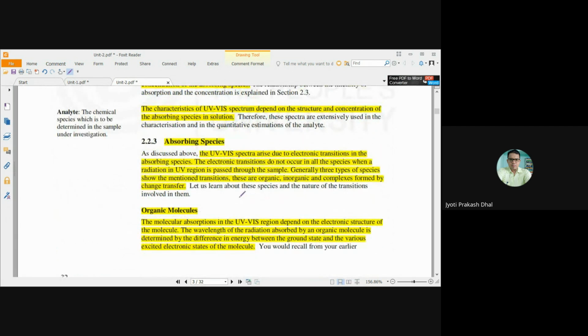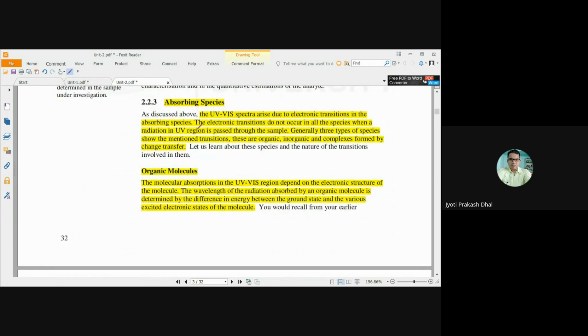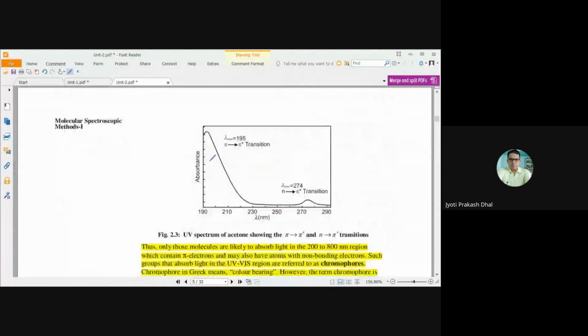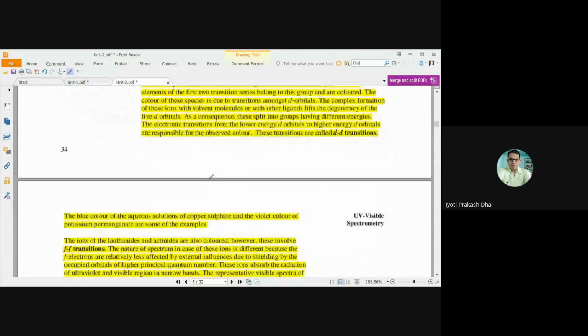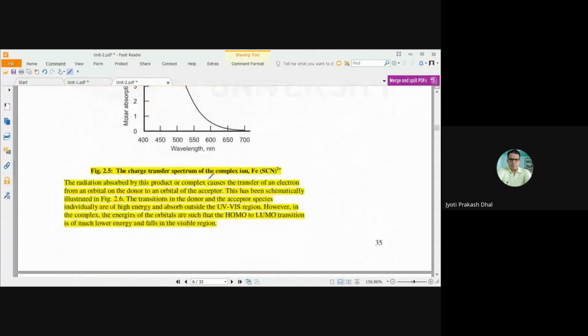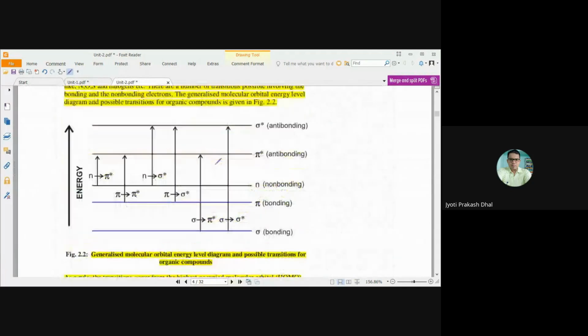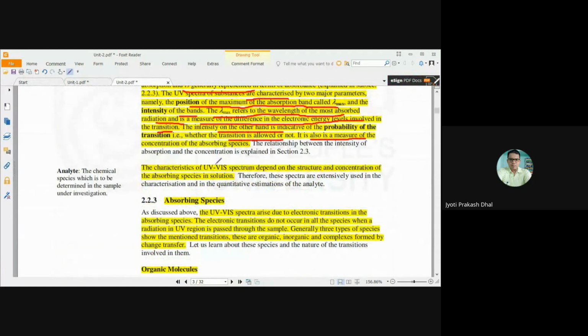Now coming to the absorbing species, the characteristics of the UV visible spectrum depend upon the structure and concentration of the absorbing species, that is, the samples present in the solution. We will discuss the different types of absorbing species, because the sample under investigation may contain organic molecules, inorganic molecules, polymers, or any other type of substances. Accordingly, there are different absorbing species.